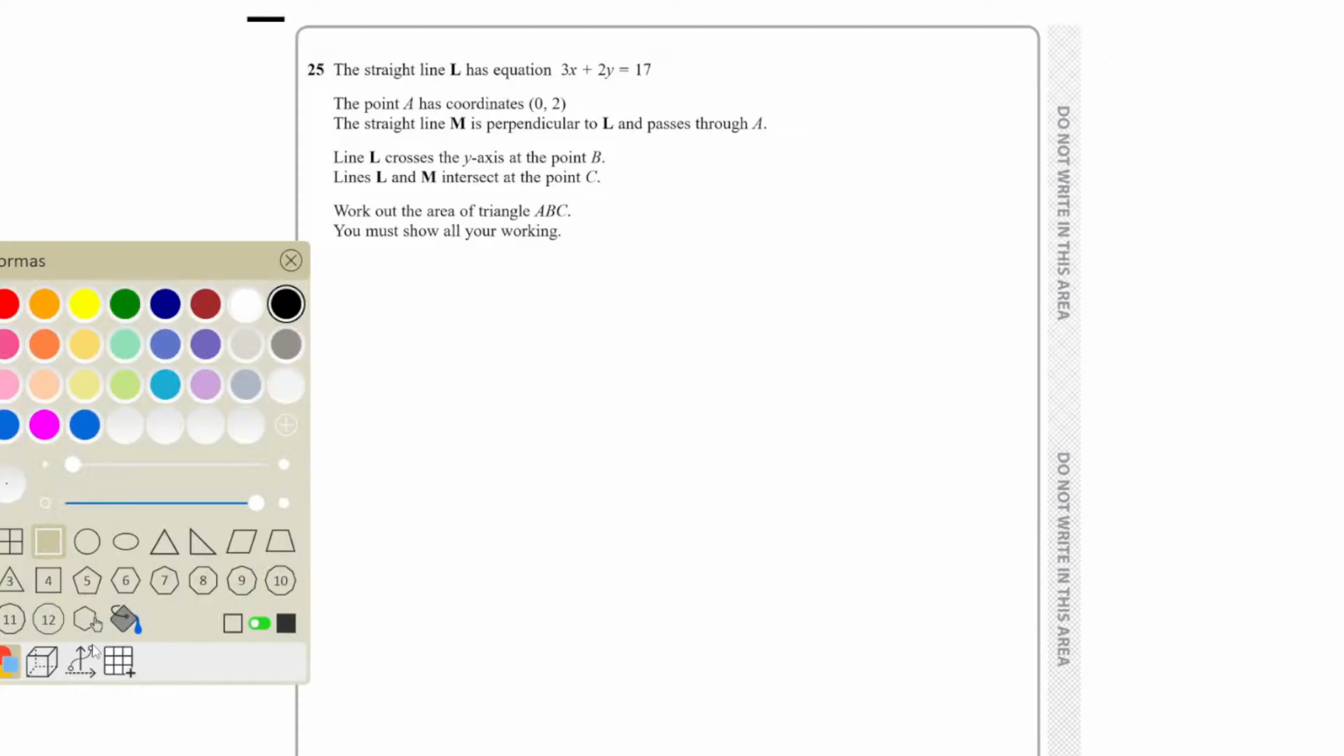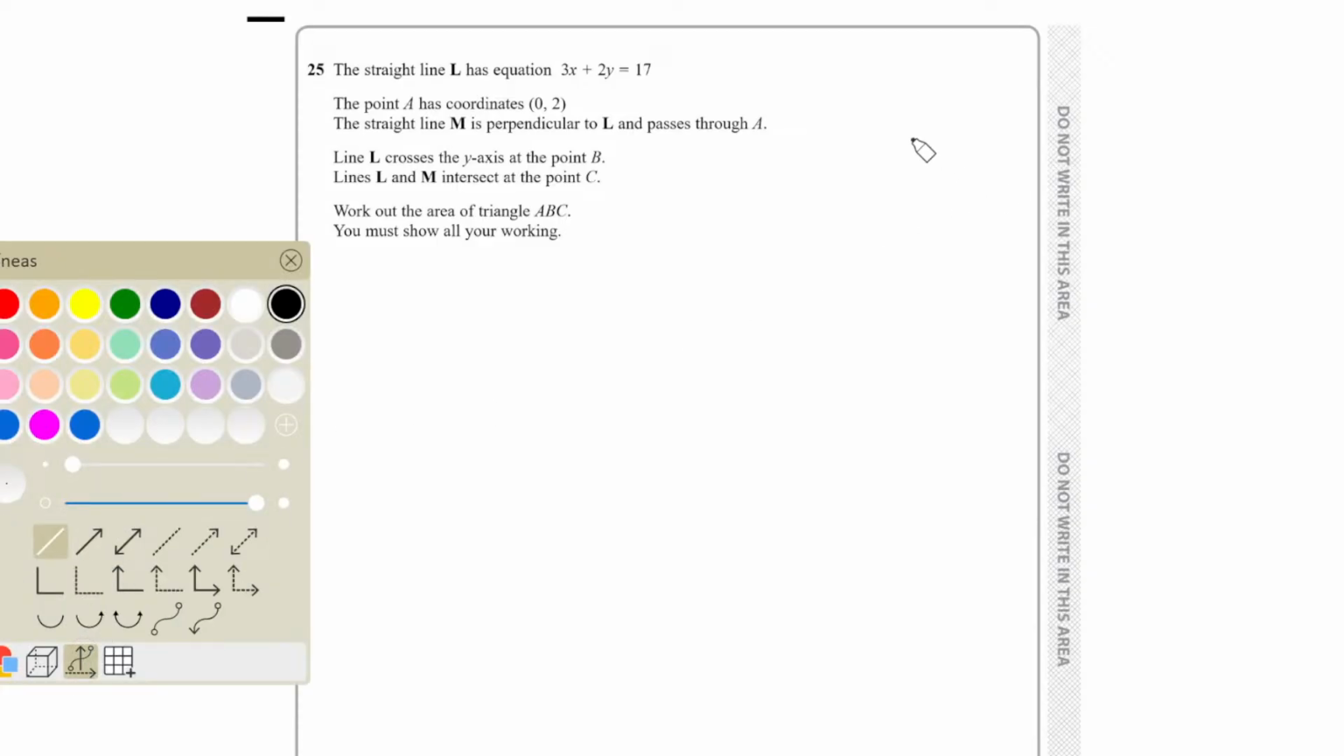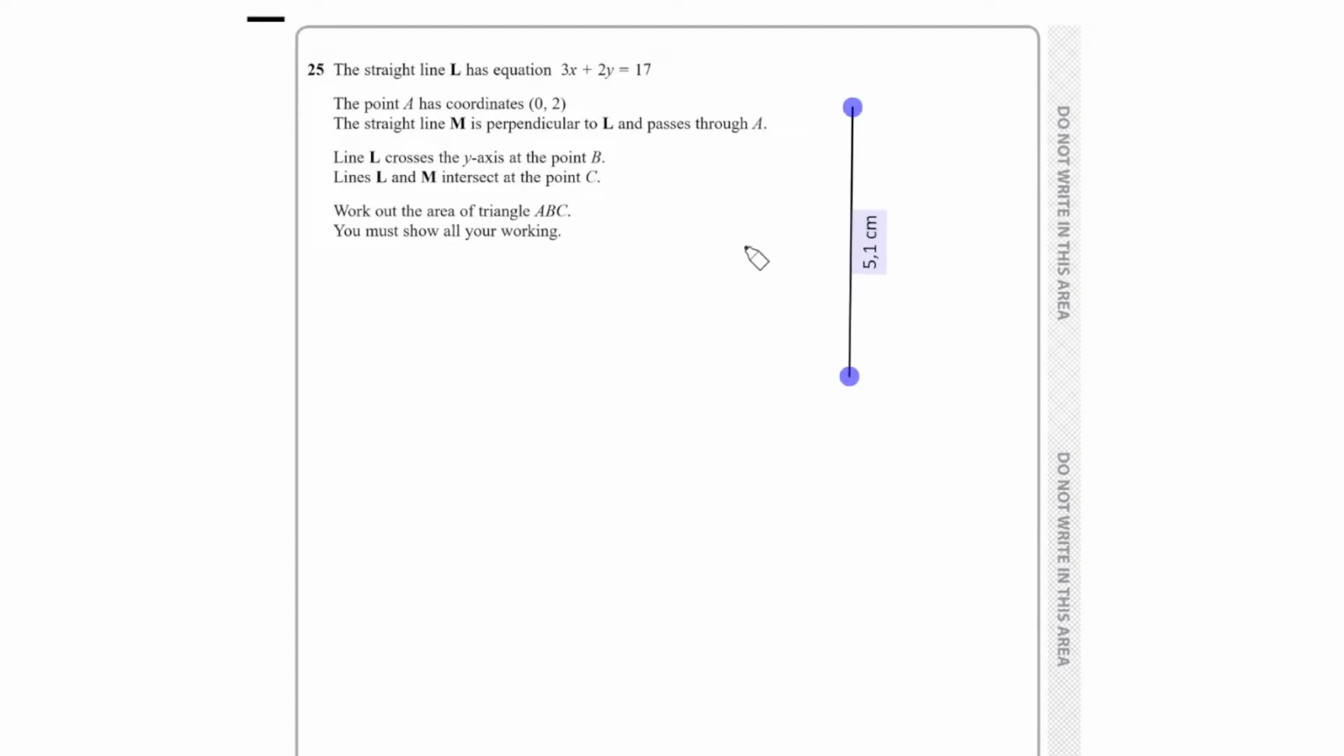I've gone through that really quickly because I'm going to draw it. You can sketch it if you want. Sometimes I find that easier. Just draw some axes roughly. So point A is 0, 2. So let's say here. That's on the y-axis, isn't it?